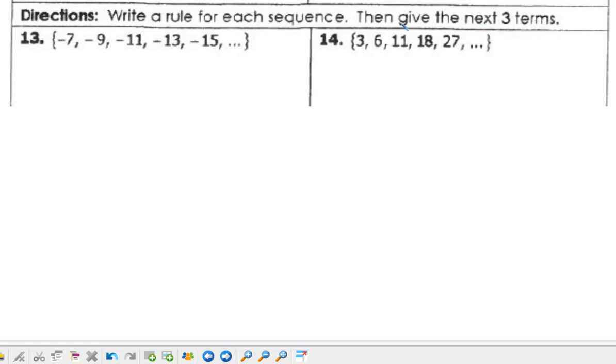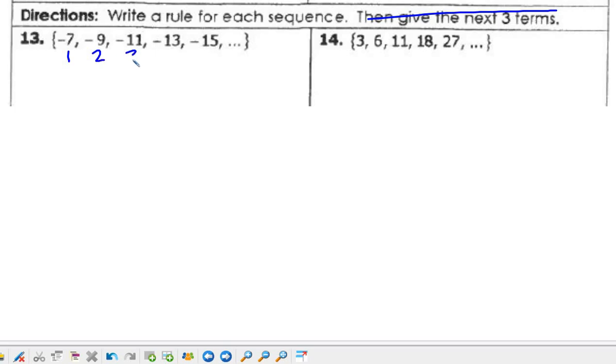So write a rule for each sequence. We're not going to worry about the next 3 terms. We just practice doing the terms. So what I need you to practice is just writing the rule. So here's the thing. Remember, in the last one with recursive, there was some pattern between this number and this number, this number and this number.